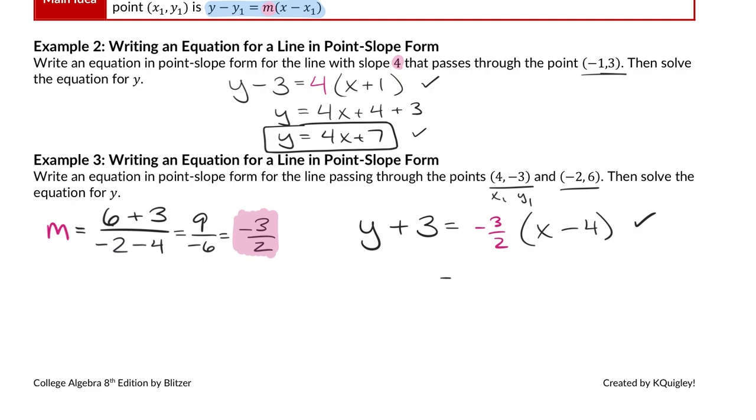So we do two things at once. We're going to distribute the negative 3 over 2. Negative 3 over 2 times x is negative 3 over 2x. And negative 3 over 2 times negative 4, here's the trick. Fractions are just top times top, bottom times bottom. So what's negative 3 times negative 4? 12. What's 2 times 1? 2. So 12 divided by 2? 6. Look, you just did fractions in your head.